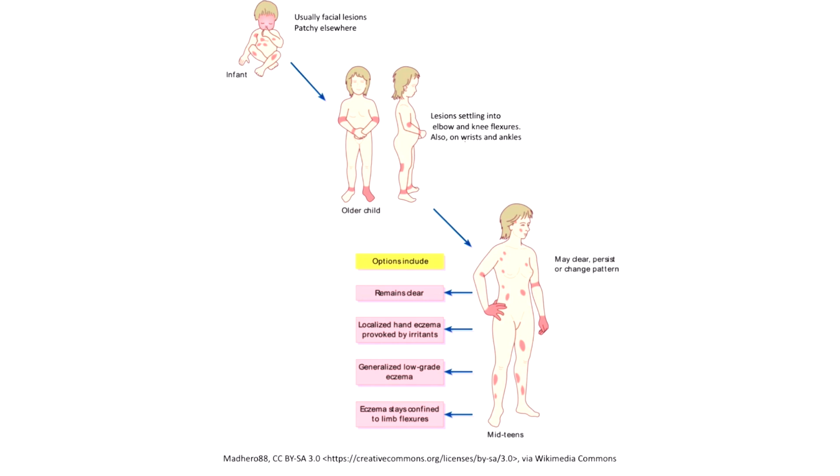Now let's briefly go through the sites that are involved in different age groups. Infants commonly present with lesions over the face, scalp, and extensor surfaces of the body. Children older than 2 years old present with lesions over their flexural areas of the body, such as the elbows, knees, wrists, and ankles. Adults might also present with lesions over flexural surfaces. Some patients present with localized hand eczema provoked by irritants.